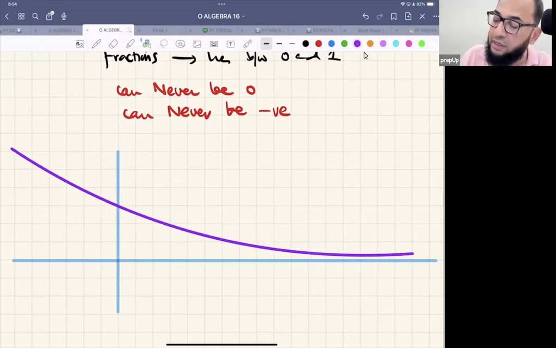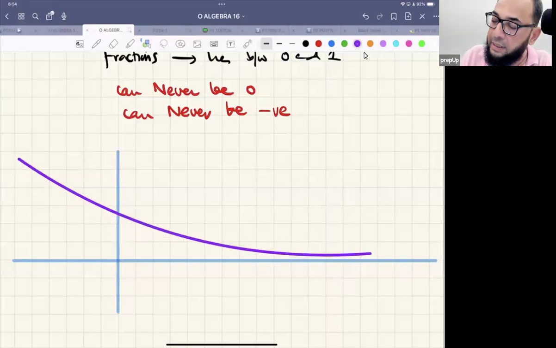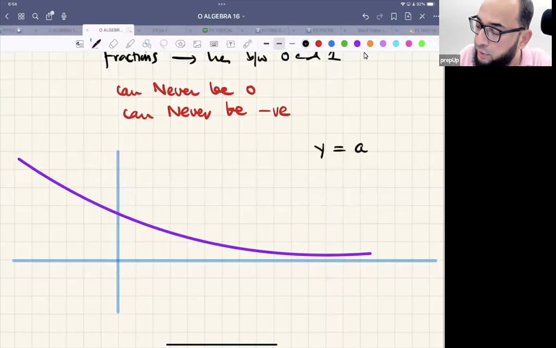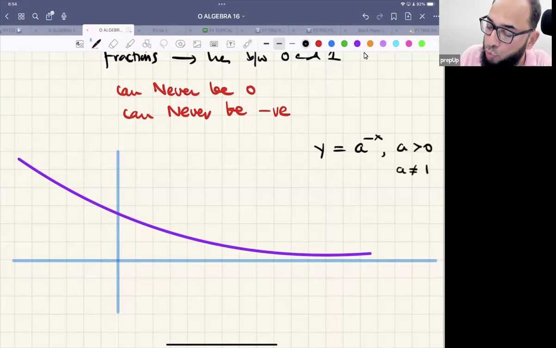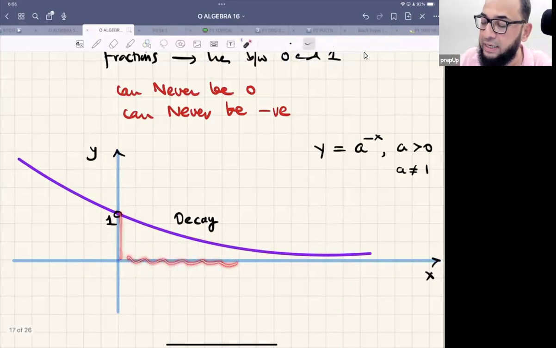Okay, so the graph goes like this. Let me make it better. Now this is the graph of y equals a raised to the power of negative x. A is positive, a does not equal 1. Again, a raised to the power of 0 is 1. This is the x-axis, this is the y-axis, and this is a graph of exponential decay. As the value of x increases, the value of y decreases.